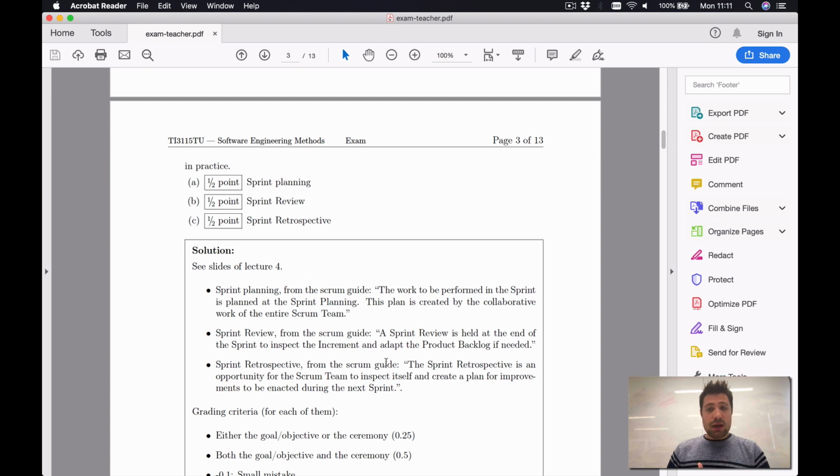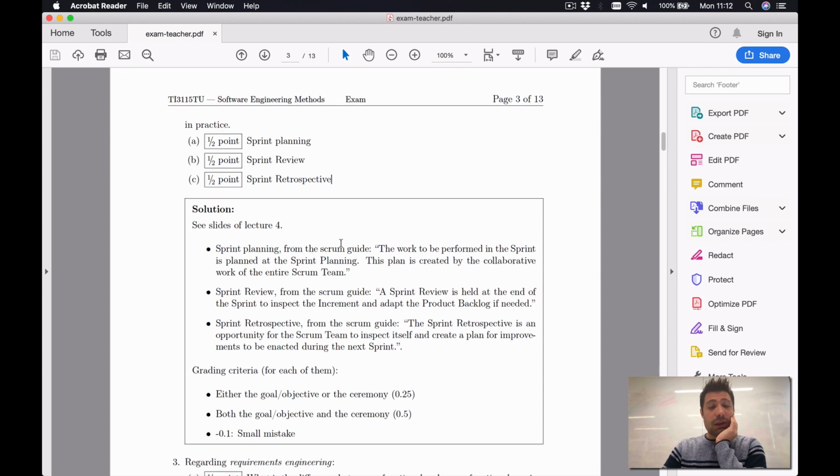In this question, I think one of the common mistakes I observed was some people switched the answers between review and retrospective. So they explained the retrospective in the review and the review in the retrospective. So small mistake, right? So pay attention for the next time.